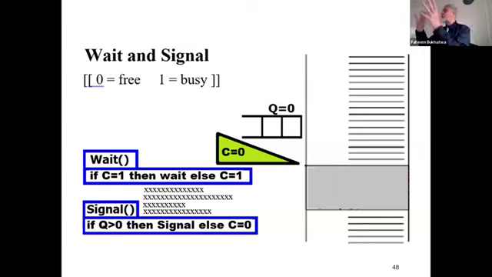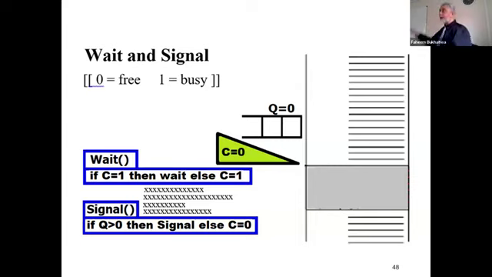Similar to the test and set, but with some fantastic changes. Simple, but very effective. First, remember now we have a queue. We didn't have it before. And for the queue, we need to know how many are in the queue: 0, 1, 2, how many are waiting? If 0, you know nobody's waiting.